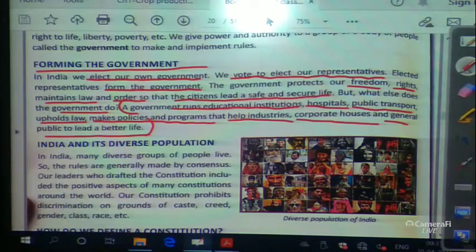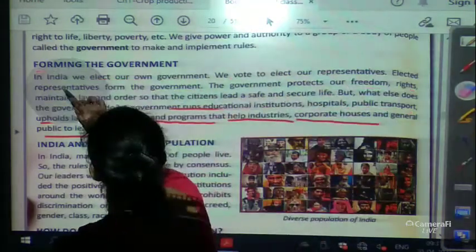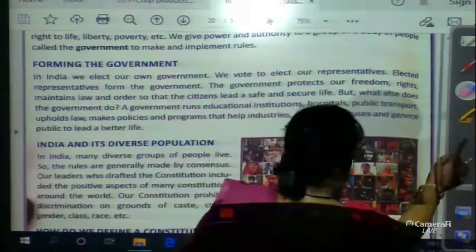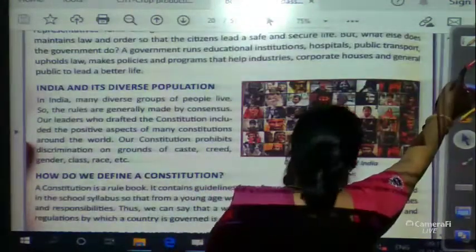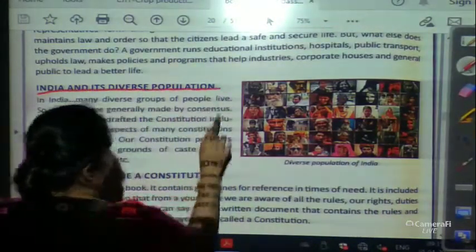Now our next part is India and its diverse population.